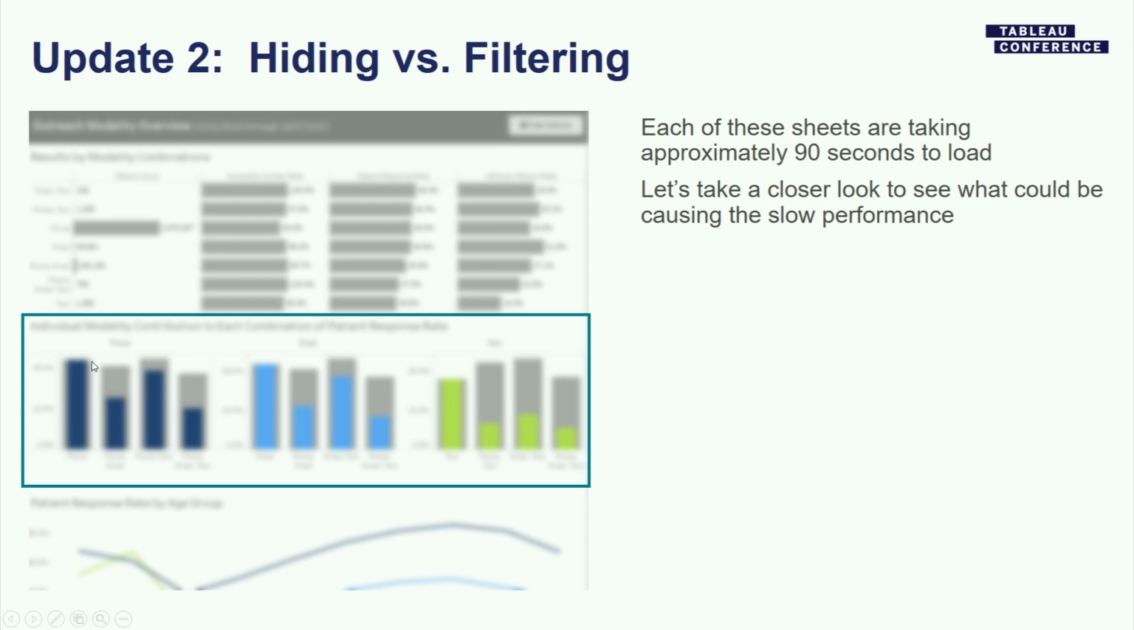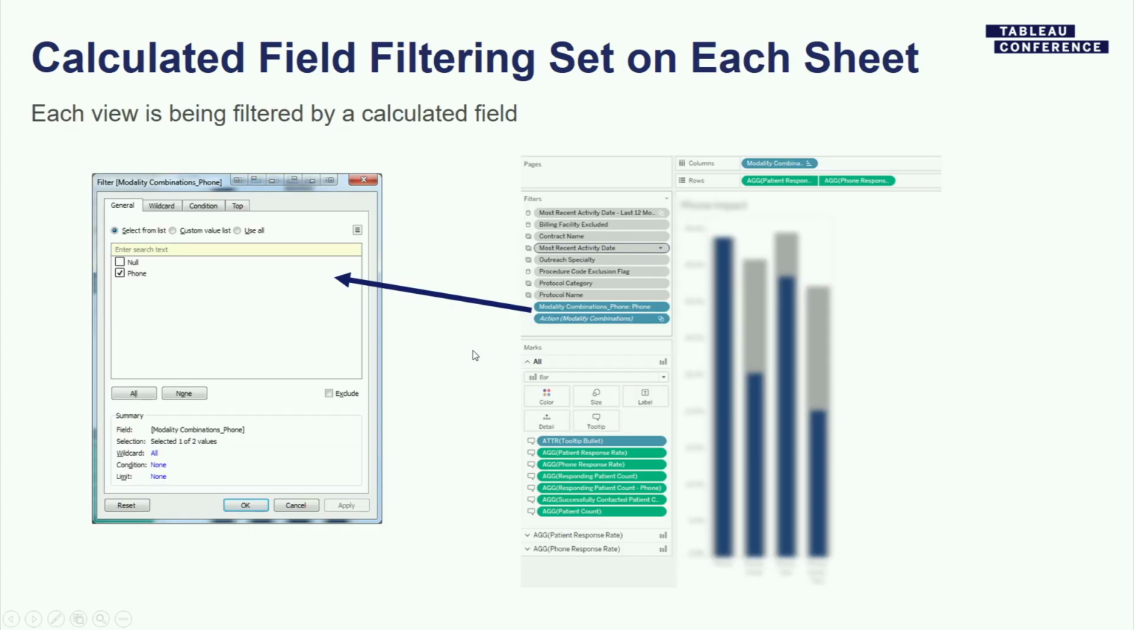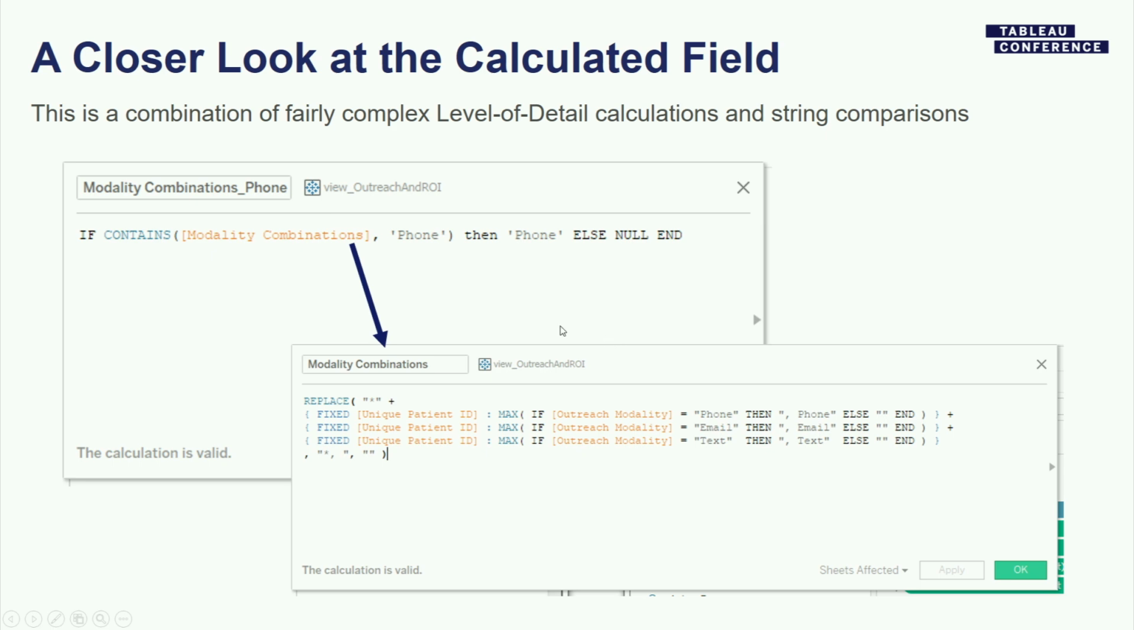So then we look at this one. This one gets a bit more interesting because I admit we kind of cheated on that one. We just said, let's just not do that. But we can't necessarily do that on this one. So when we take a look at this view, what this is doing is it's filtering the data on a calculated field called modality combination phone, and it just looks for phone. It won't show it if it's null. Okay? What is that calculation?